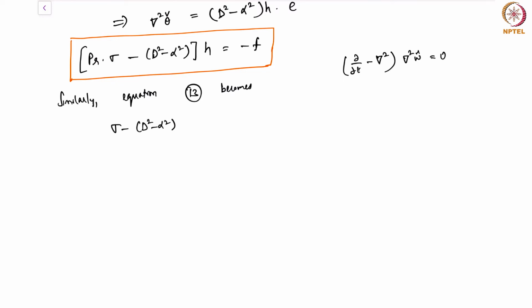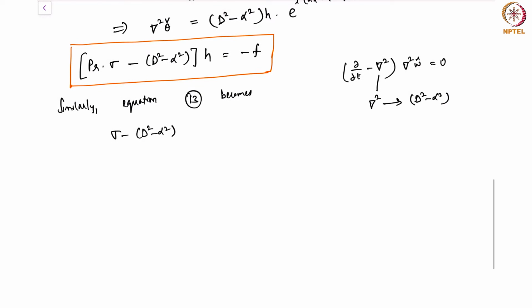This is my equation 13. So del square essentially becomes d square minus alpha square, right? So therefore now we have sigma minus d square minus alpha square multiplied by another d square minus alpha square of f is equal to 0.